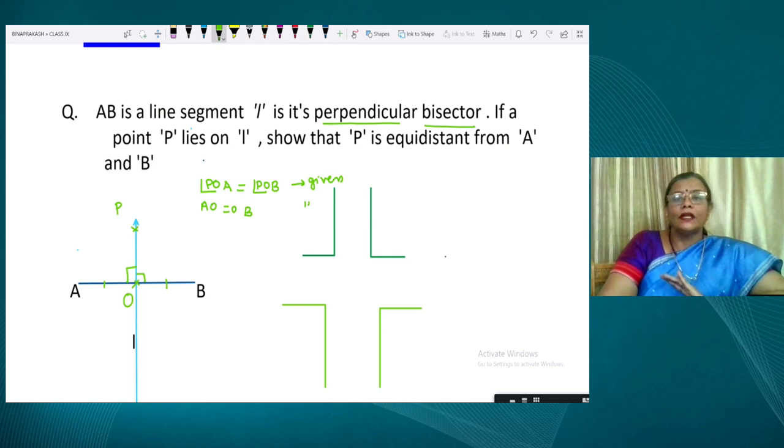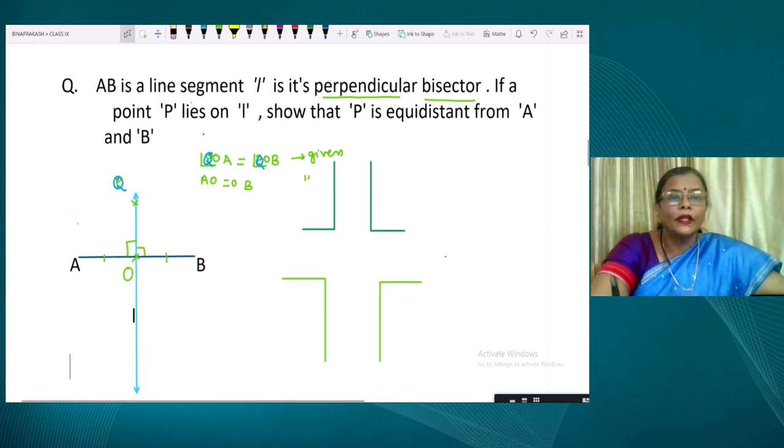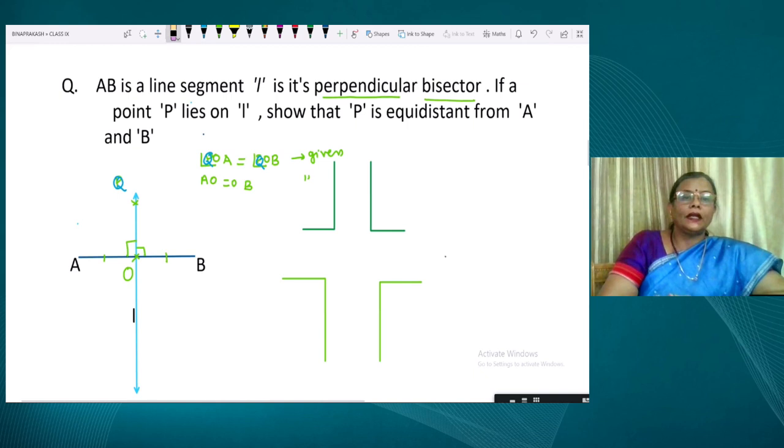Now the question is, P is a point on L. Show that P is equidistant from A and B. Let me see whether I have taken this point P. No, I did not, so I can continue with this point P. This is the point P. I'll take this as point P. So it's angle POA equal to angle POB.